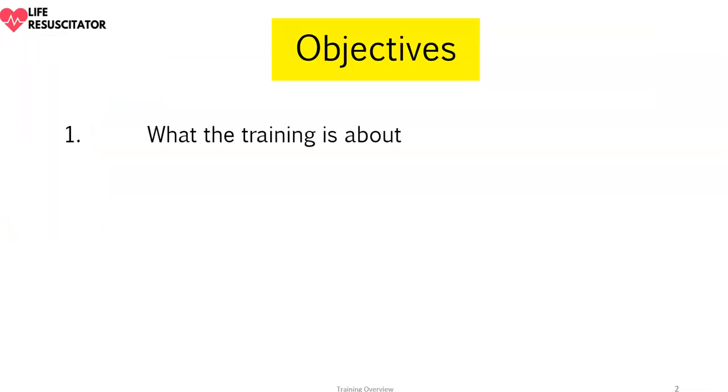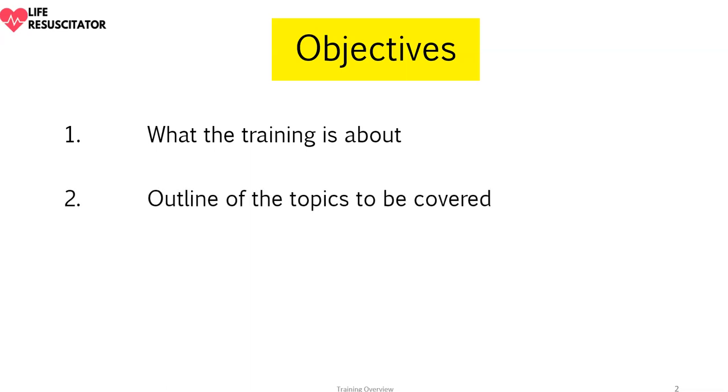The objective, so what the training is about. So the standard first aid and CPR AED training. What is it about? The second objective will outline the topics to be covered. So the topics that will be covered during the training, I'll give you a quick outline, a quick overview of those topics.